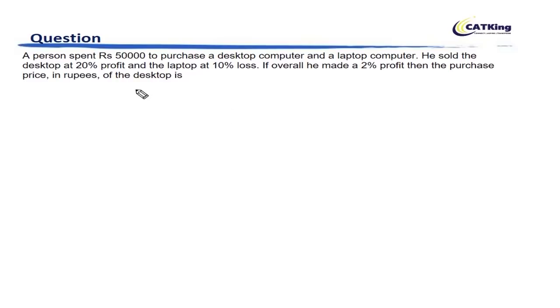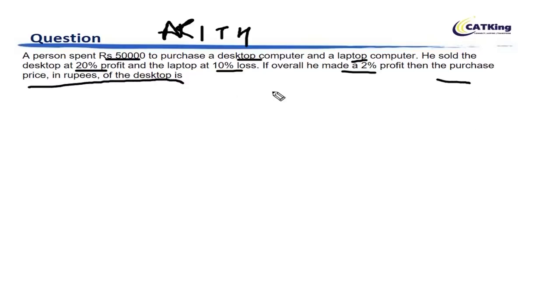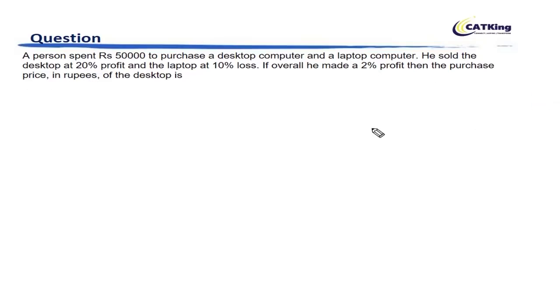All right, so you have a look at it and you understand that it's an arithmetic based question. A person spent 50,000 to purchase a desktop and a laptop. He sold the desktop at 20% profit and the laptop at 10% loss, overall 2% profit. Then the purchase price in rupees of the desktop is? Now see, there are two ways of solving this. Traditionally, how will you solve this?